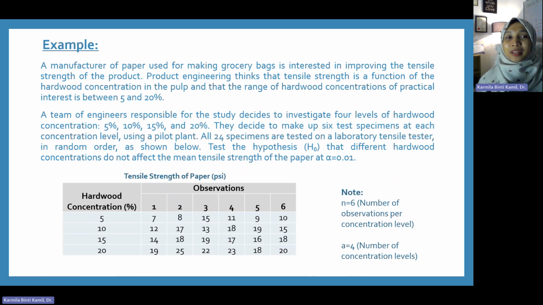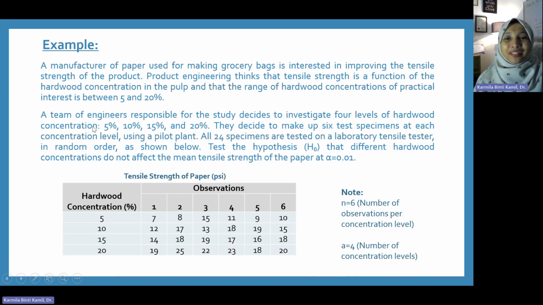Now let's look at the class example and see how to use ANOVA to do analysis. Let's read it. A manufacturer of paper used for making grocery bags is interested in improving the tensile strength of the product. Product engineering thinks that tensile strength is a function of the hardwood concentration in the pulp and that the range of hardwood concentration of practical interest is between 5 and 20%. A team of engineers responsible for the study decides to investigate 4 levels of hardwood concentration.